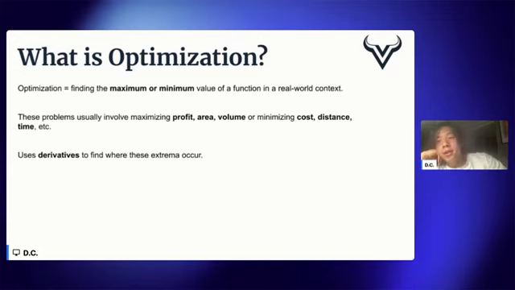So what is optimization? Optimization is either finding the max or min of a function in a real world context. Something could be profit, area, volume, which we want to maximize, or sometimes we want to minimize the cost, the time consumed, and the distance. We use derivatives to find the critical values that we have already learned about, the first and second derivative stuff. Then we are gonna continue over there.